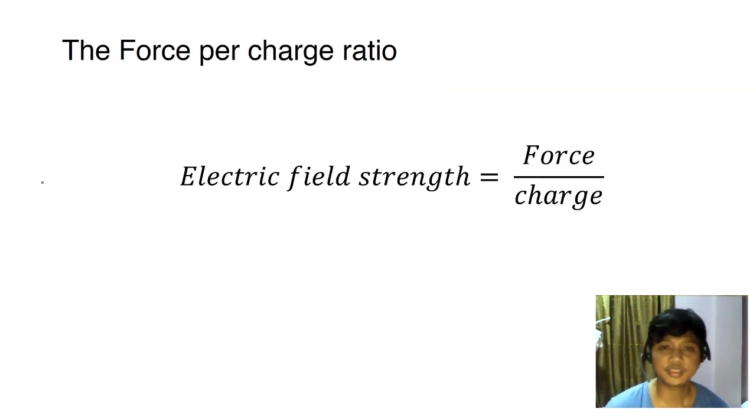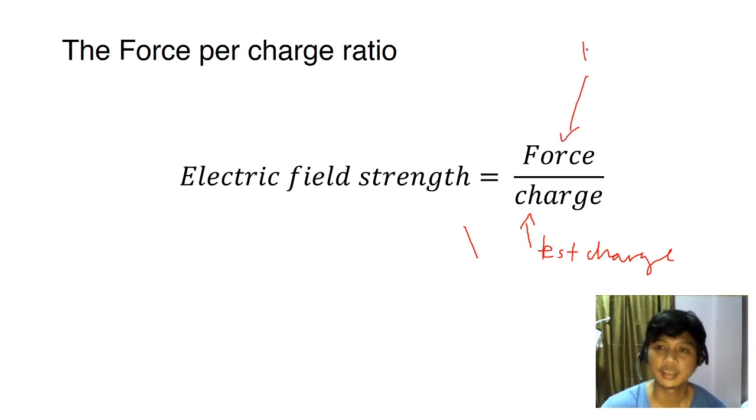So the force per charge ratio. Electric field strength is equal to force per charge. Here, this charge is the test charge, and this force refers to the force experienced by the test charge. So what is this formula all about?